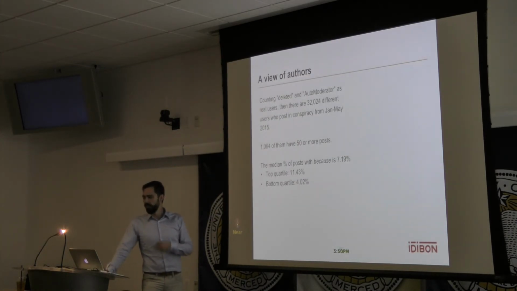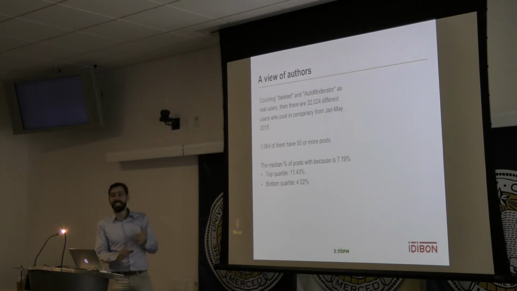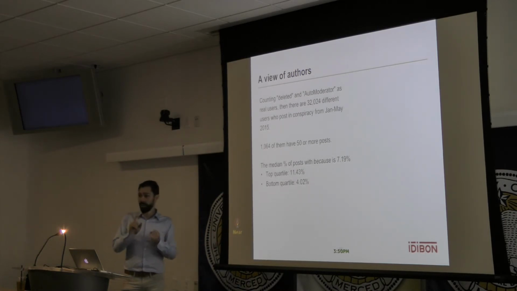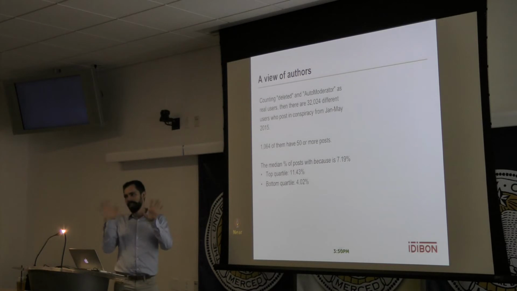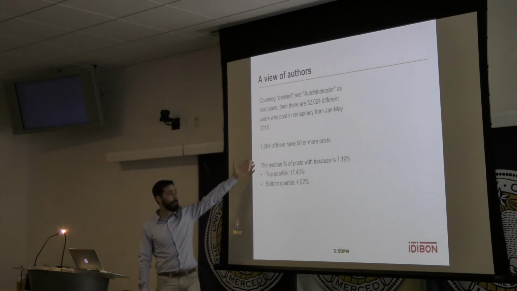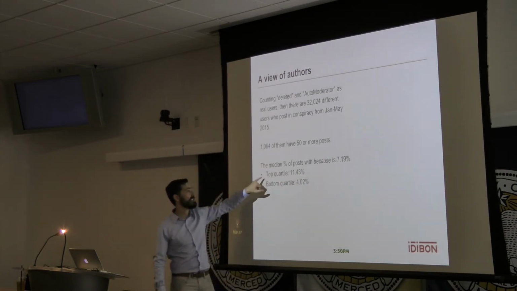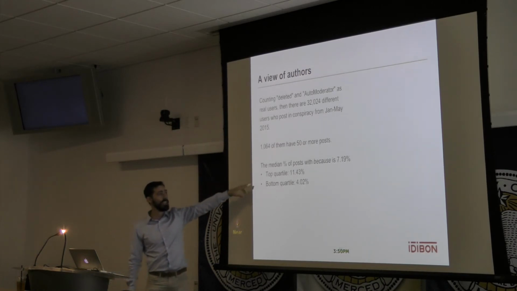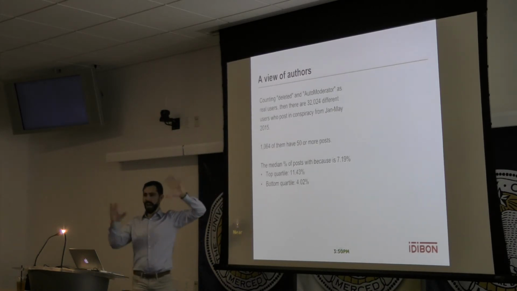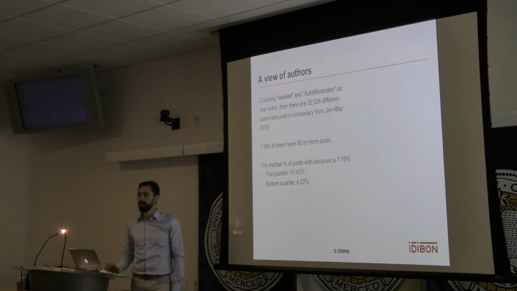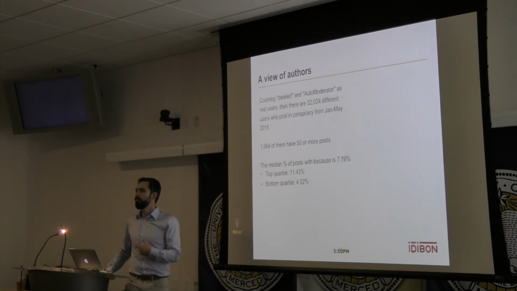So I want to take a view of the authors. I'm going to count deleted, because authors get banned and deleted; I'm going to count them as authors. And I'm going to count a single author, an AutoModerator, which is just a kind of account. I'm still going to count that as a moderator. There are 32,000 different users who posted in this time period. About 1,000 of them have 50 or more posts. The median number of posts with because is 7.19, the top quartile is 11.43, and the bottom quartile is 4. So this is sort of, of these people who have 50 or more posts, what are they doing? What are their predilections, right? Because maybe there are just some people out there who are really big becausers.